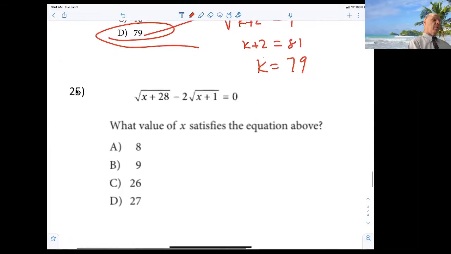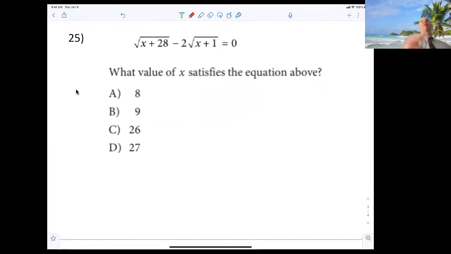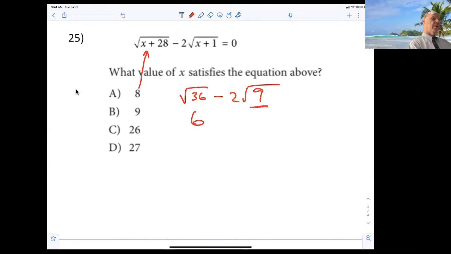All right. Now, for number 25, if you didn't do number 25, you can just plug the numbers in. Who knows what the answer is to 25? What was it, Tucker? A. Let's see if he's right. Let's plug 8 in. What's 8 plus 28? 36. Minus 2. What's 8 plus 1? 9. What's the square root of 36? 6. What's the square root of 9? 3. Times 2. 6 minus 6.